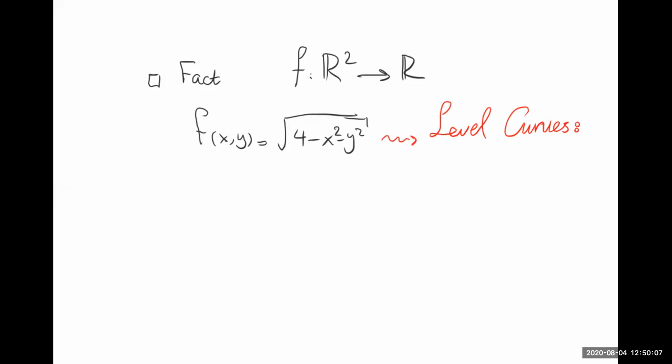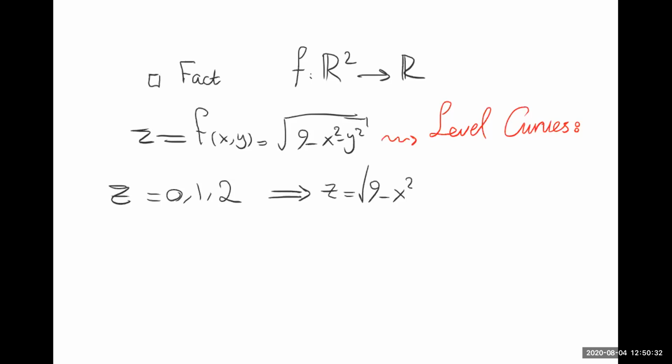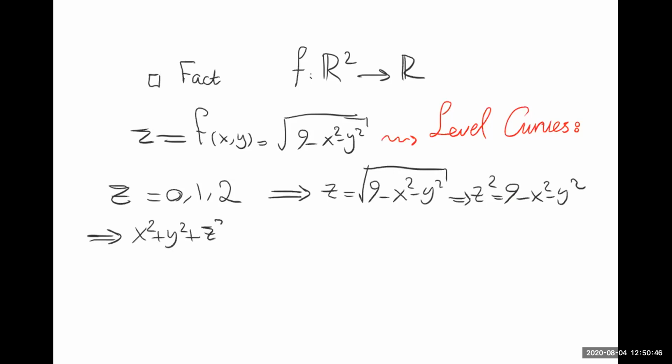Right? For example, let's say we want to look at level curves where the values of z equal 0, 1, and well, maybe I can change 4 to 9 to make it a little more interesting, 0, 1, and 2. Okay, so I should say z is equal to square root of 9 minus x squared minus y squared. I can say z squared is equal to 9 minus x squared minus y squared. Therefore, x squared plus y squared plus z squared equals 9.